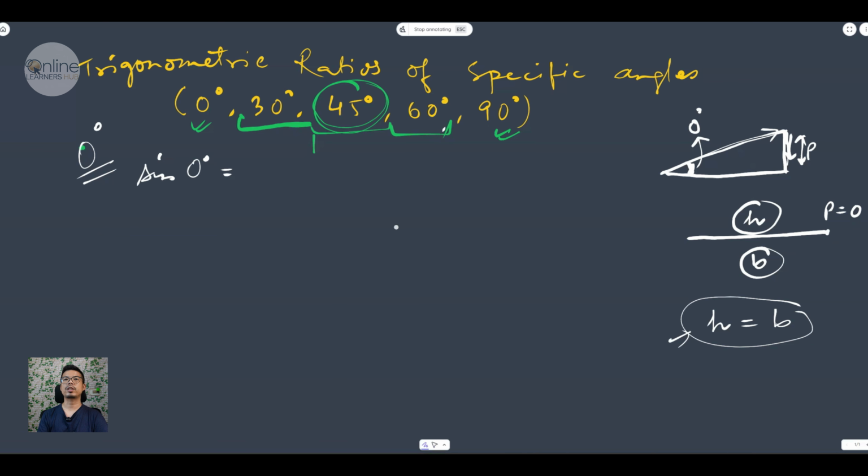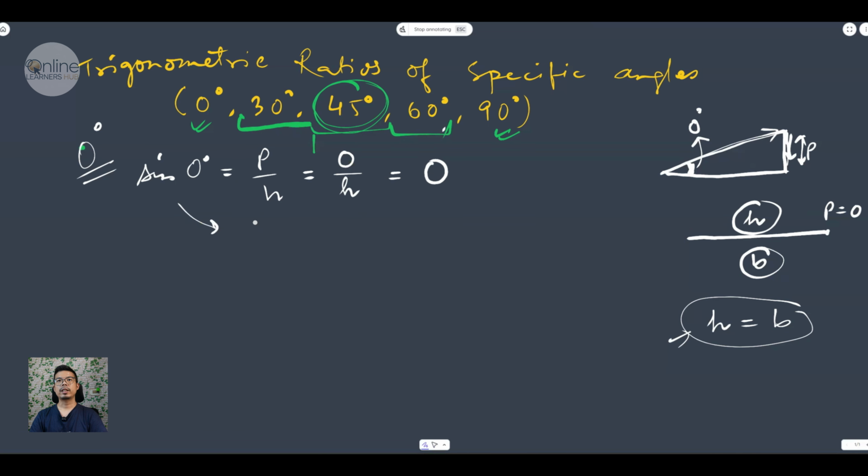Sine 0 degree. What is sine 0 degree? Going back to the ratio, what is sine? Perpendicular over hypotenuse. What is perpendicular here? Perpendicular is 0. Base can be any value. Just write h, no problem, because h and b will be equal. Whatever the value in the numerator is, if it is 0, then that ratio always becomes 0, right? See, sine 0 is 0.